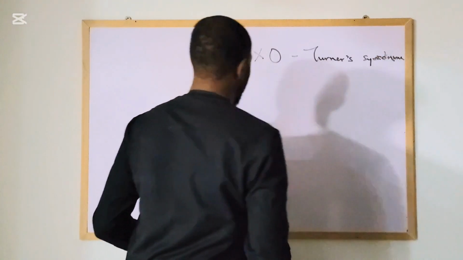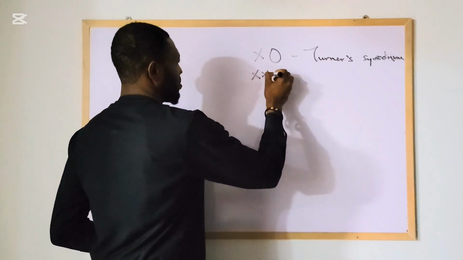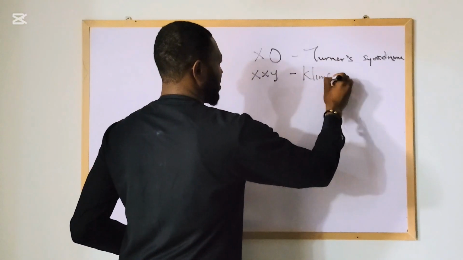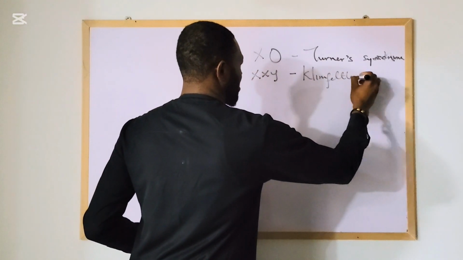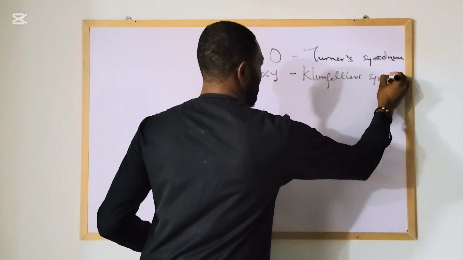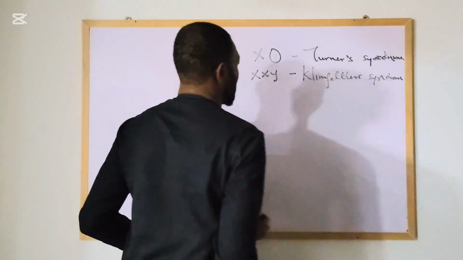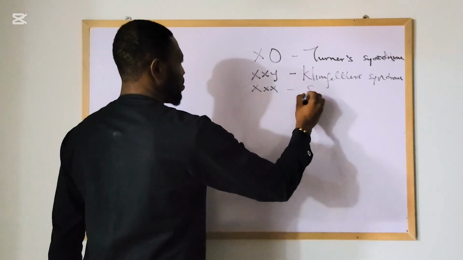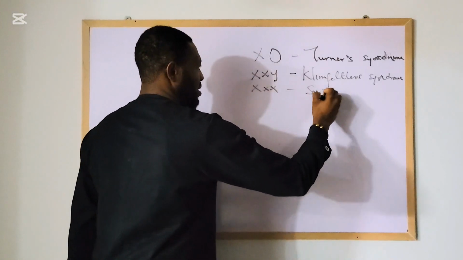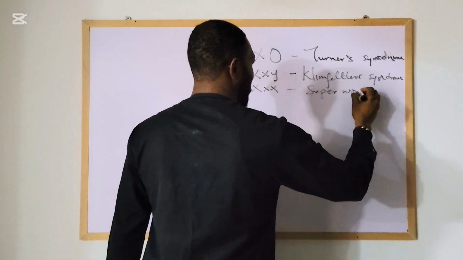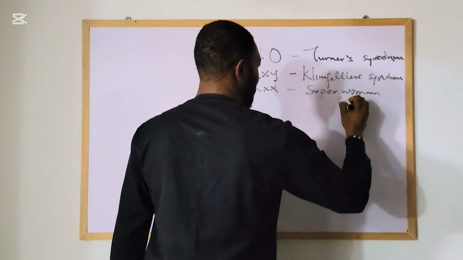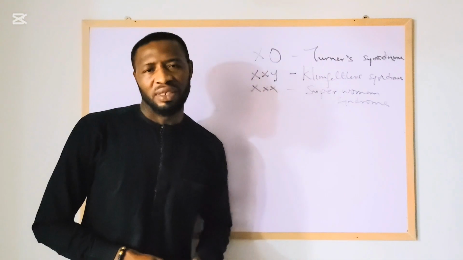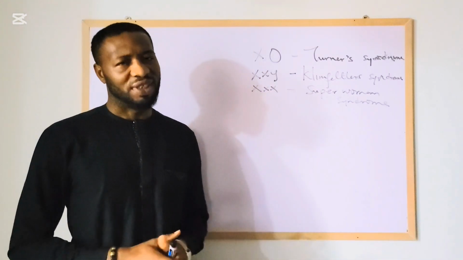And then there is XXY, what we call Klinefelter syndrome. And then there is XXX, what we call the superwoman syndrome. Okay? So that is just that about genetic diseases, a summary of genetic diseases.